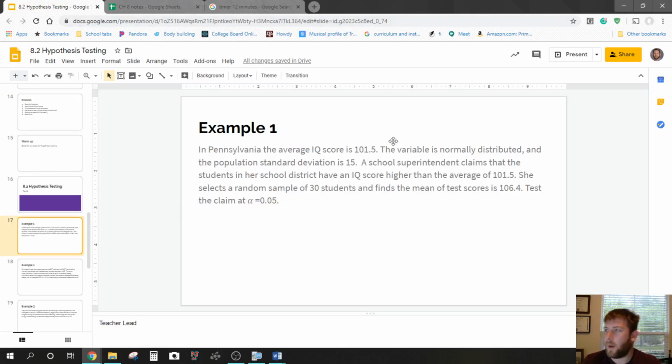Here with example 1, in Pennsylvania, an average IQ score of 101.5. The variable is normally distributed and the population standard deviation is 15. A school superintendent claims that her students in her district have an IQ score higher than an average of 101.5. She selects a random sample of 30 students and finds the mean test score of 105.